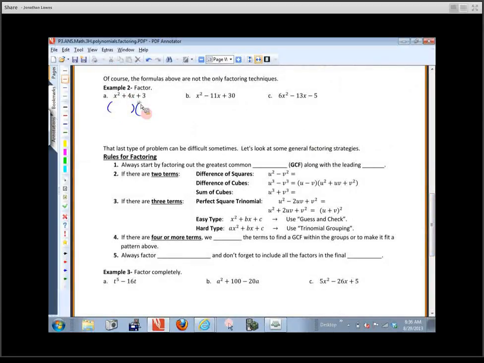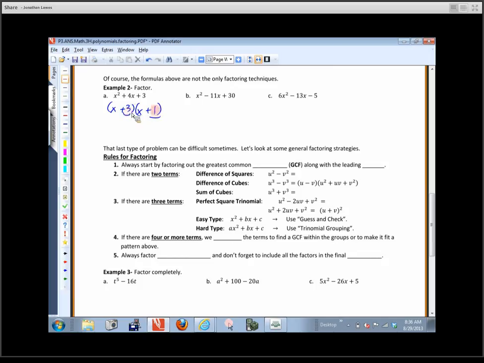And on a simple problem like this, we use something called guess and check. The only way to make an x squared here is to have an x and an x. The numbers that go here and here have to multiply to be positive 3 and combine to be positive 4. What will do that? Positive 3 and positive 1.